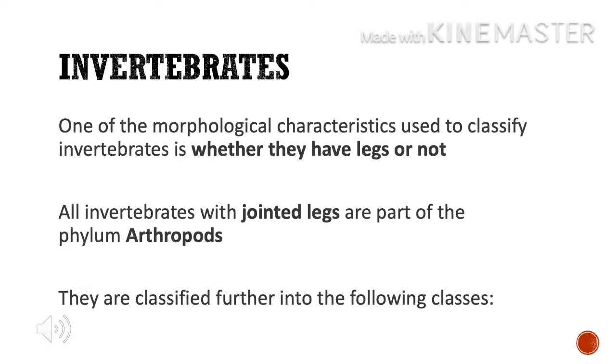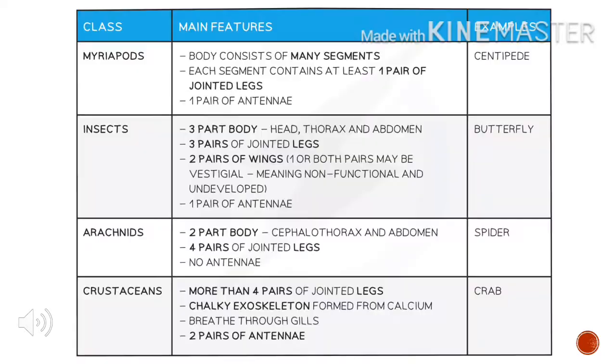They are classified further into the following classes. This table shows you the different classes under invertebrates. Let's start with the first one. Class Myriapods. Main features: they have a body that consists of many segments. Each segment contains at least 1 pair of jointed legs. They have 1 pair of antennae. Examples: centipede.